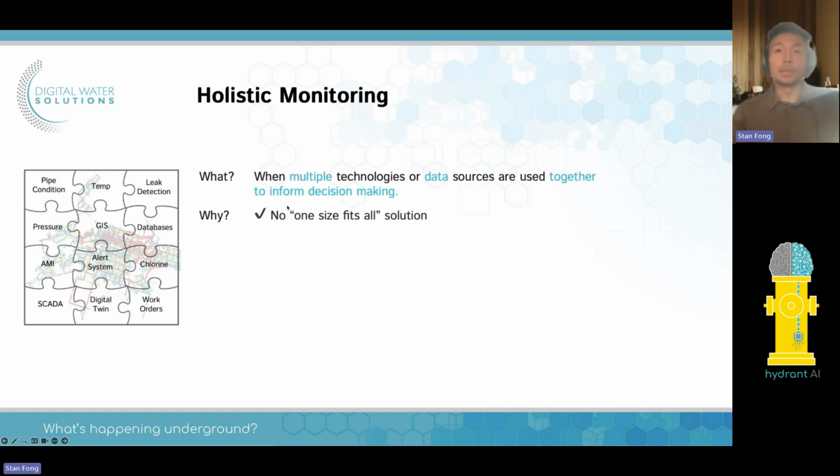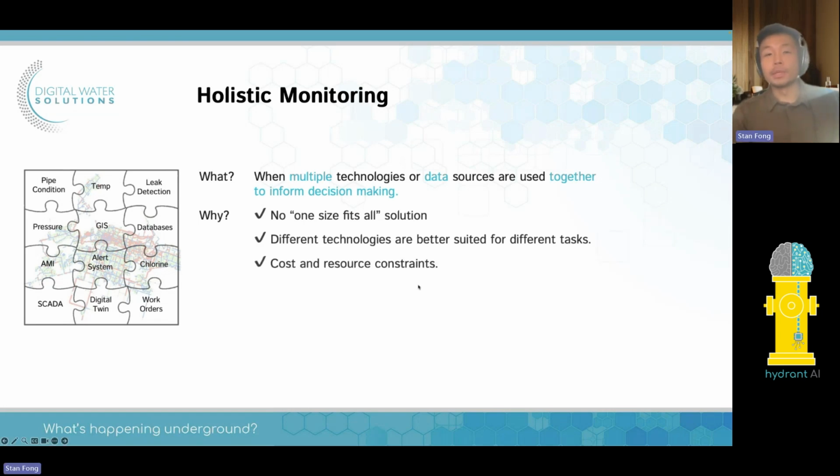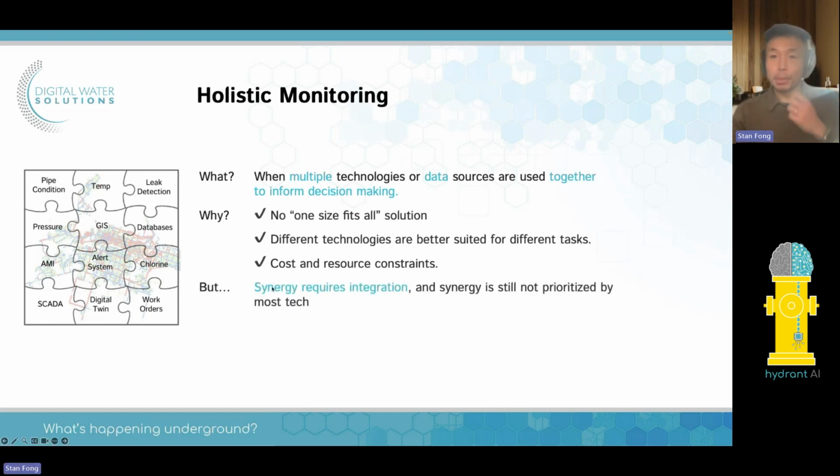And the reason why we need to use holistic monitoring is, again, all of those things we mentioned in the previous slide. You can't really have the coverage you need with one solution. There's no one size fits all solution. Different technologies are going to be better suited for different tasks, given the cost and resource constraints. For example, a manual survey technology might be really good at pinpointing precisely where a leak is, but you don't always have someone to go out and do that survey. So it's really important to mix and match and make the most of what you have.